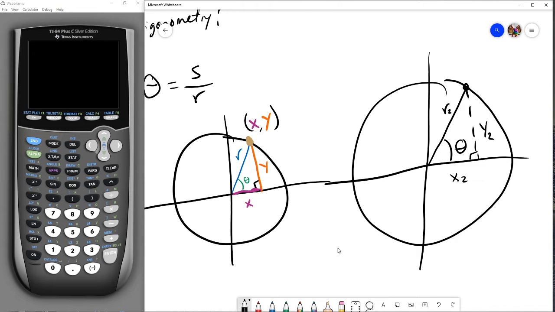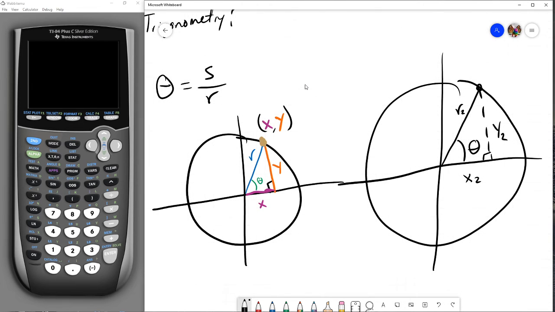Now, when we thought about our theta, it was the ratio of the arc length divided by the radius. Now this ratio was constant. It doesn't matter how big of a circle or how small of a circle, theta was just theta. It's a unitless measurement. Now, this idea we can apply to the sides of these triangles.